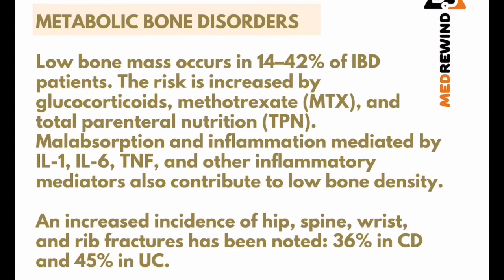This patient might have further low bone mass. And also malabsorption and inflammation mediated by interleukin 1, interleukin 6, and tumor necrosis factor and other inflammatory mediators also contribute to low bone density. And in these patients, we also should observe that there is an increased incidence of hip, spine, wrist, and rib fractures, which is seen in almost 36% of patients in Crohn's disease and 45% in ulcerative colitis.